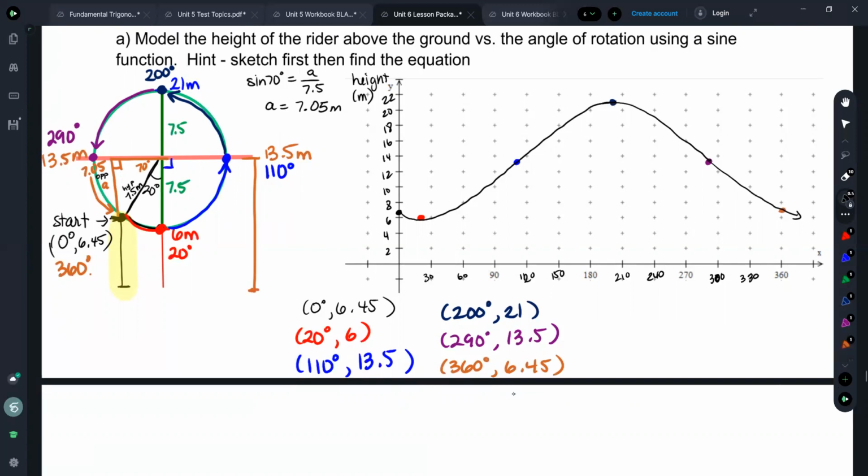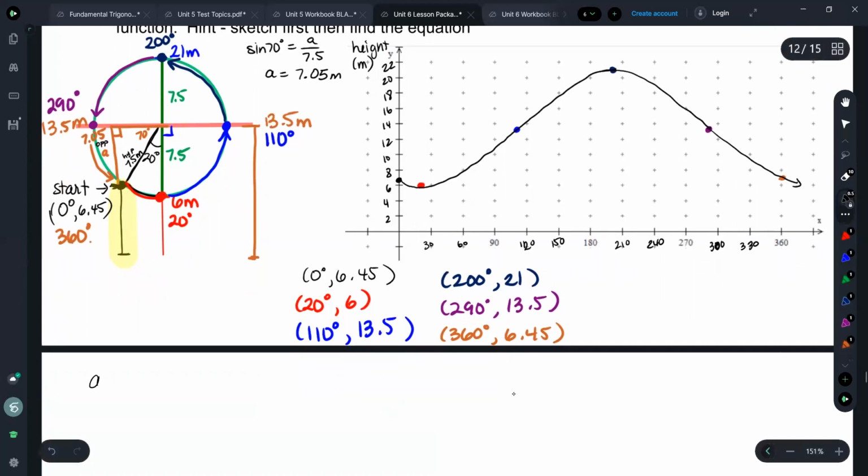Well, what's the amplitude of this function? If the minimum is 6 and the max is 21, what's the amplitude? So max minus min over 2. Which is 21 minus 6, 15, divided by 2, 7.5. So what's the connection between amplitude and radius then?